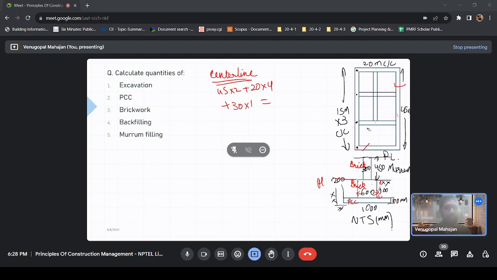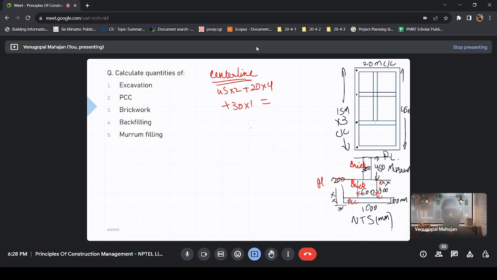Help me calculate the center line for this first. What method do you want to follow, center line method or long wall short wall method? Obviously, we won't be solving with both methods. Which one do you want to follow? Which one is the easier method, sir? Ma'am, there is no such thing as an easier method. It's just whichever you feel comfortable with.